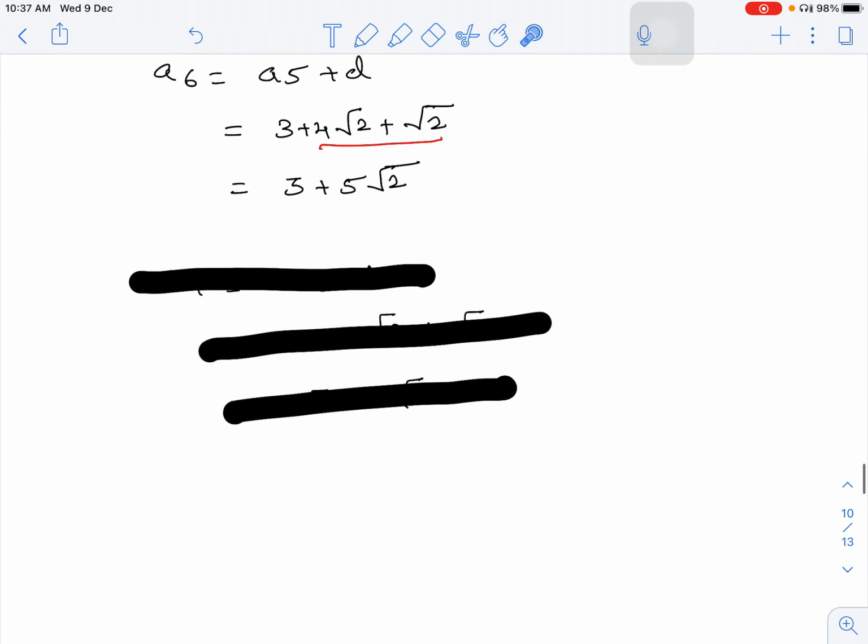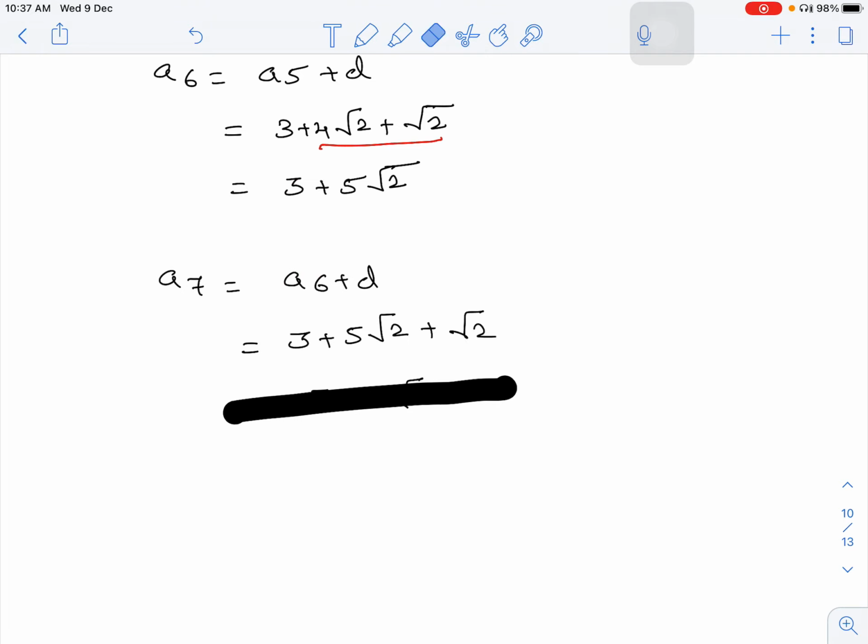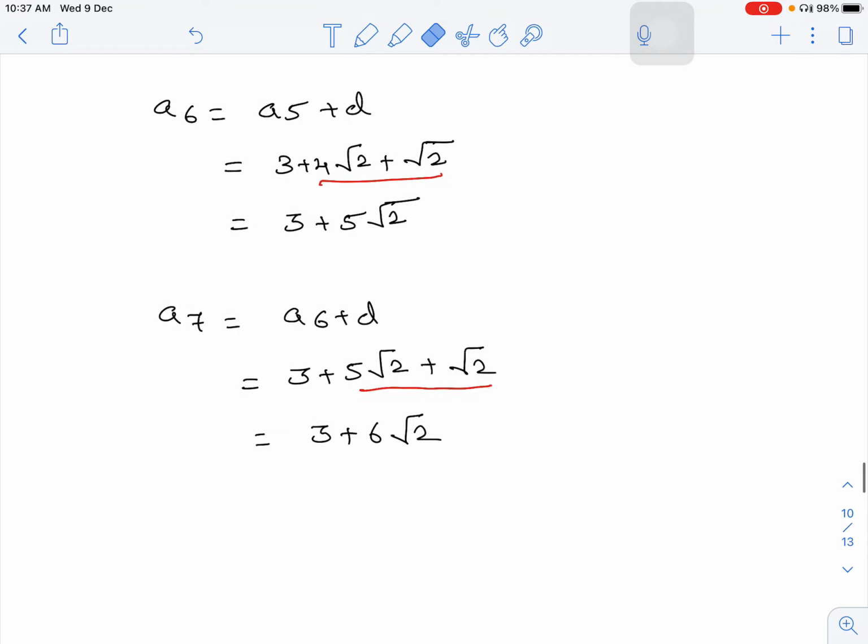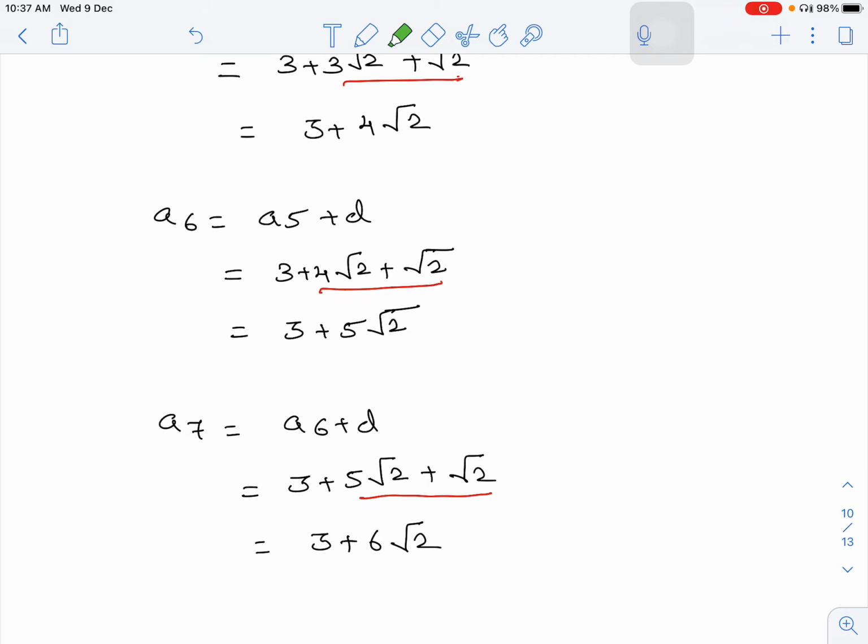Then now A7 will be equal to A6 plus D. So A6 can be written as 3 plus 5 root 2 plus root 2. Again these both can be added. So our final answer will be 3 plus 6 root 2. So in this way we have calculated A5, A6 and A7.